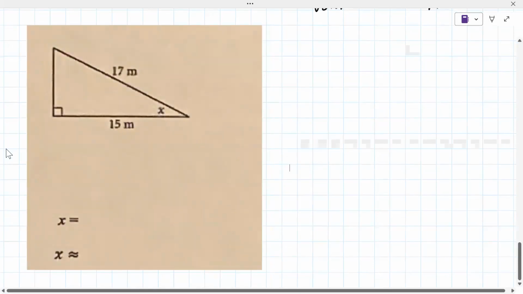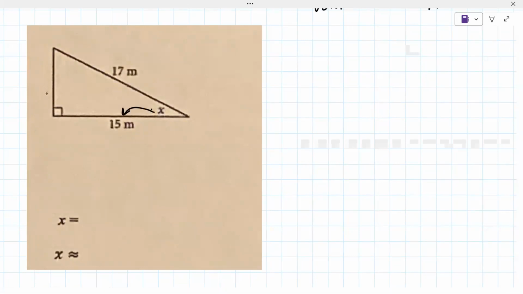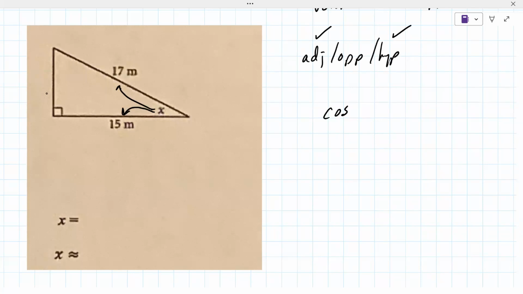So you can always find the other side if you want, but sometimes you don't need it. Again, relative to this angle, what is 15 and what is 17? Your answers are adjacent, opposite, or hypotenuse. Yeah, in this case it would be adjacent and the hypotenuse, so I believe that would have to be cosine. Yes, the cosine of x, this time because we don't know x, is 15 over 17.